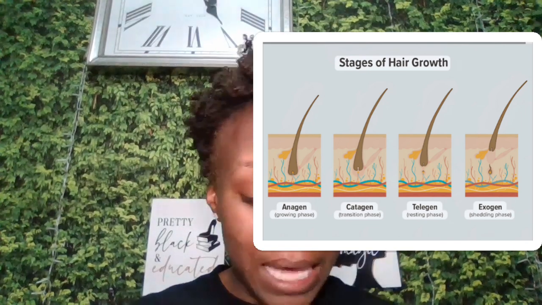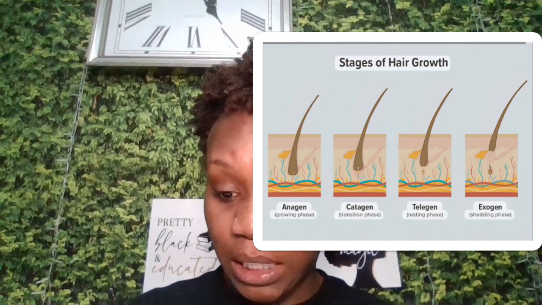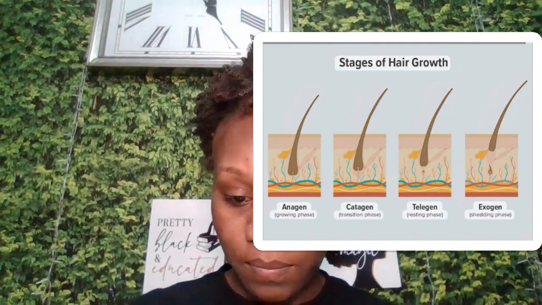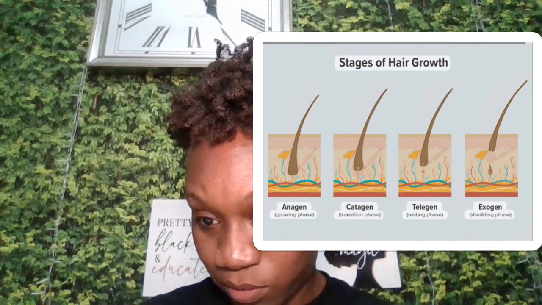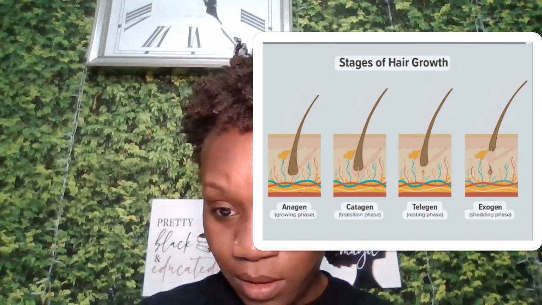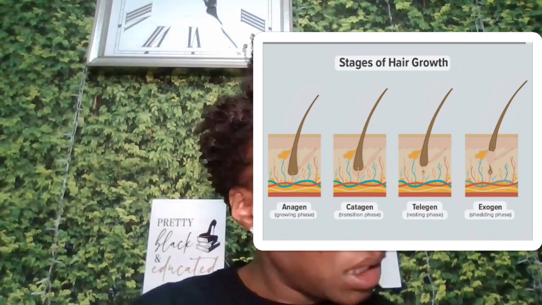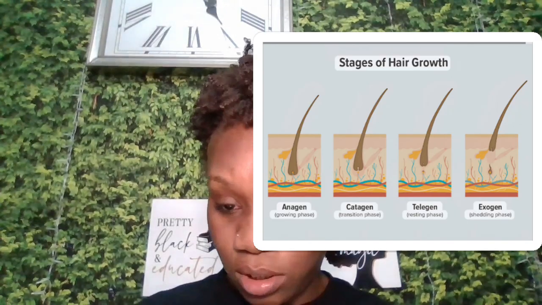We have the catagen, which is our resting phase. Oh, I spelled that wrong. Let me make sure I correct that. Okay. And then we have our telogen phase. T-E-L-O-G-E-N. We have our telogen phase, which is our shedding phase.